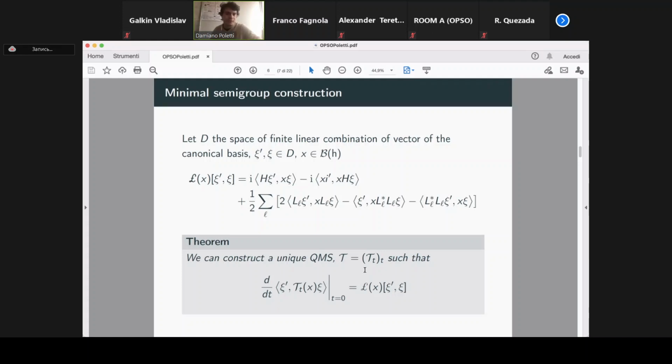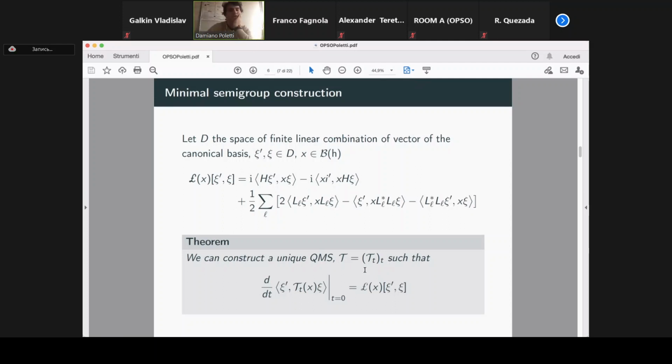We consider the result of applying the generator to a bounded operator X, which is not always possible because the generator, if we consider a and a dagger, is unbounded. So it's not always possible, but it's always possible to write this sesquilinear form where all the unbounded operators now act on elements of the finite linear combinations, on the domain D, which I already described before. So we can give some meaning to this sesquilinear form, and with some assumptions that are actually hidden inside this theorem, for the Hamiltonian and the Kraus operators we would like to consider, we can construct a unique quantum Markov semigroup such that this sesquilinear form is actually the derivative at time 0 of the action of the semigroup on X, when seen as a bounded operator on H, when it acts on the domain D.